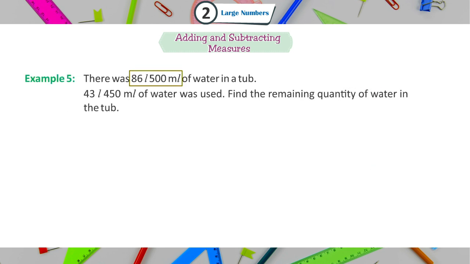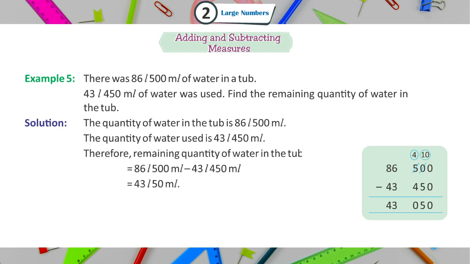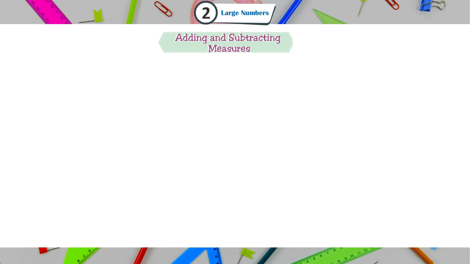Example 5. There was 86 liters 500 milliliters of water in a tub. 43 liters 450 milliliters of water was used. Find the remaining quantity of water in the tub. Solution. The quantity of water in the tub is 86 liters 500 milliliters. The quantity of water used is 43 liters 450 milliliters. Therefore, the remaining quantity of water in the tub is equal to 86 liters 500 milliliters minus 43 liters 450 milliliters, which is equal to 43 liters and 50 milliliters.